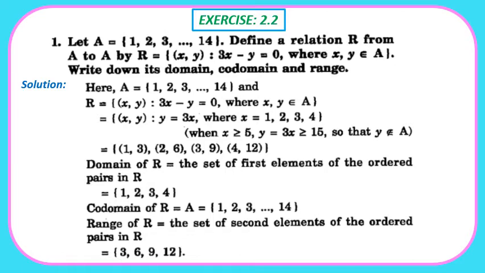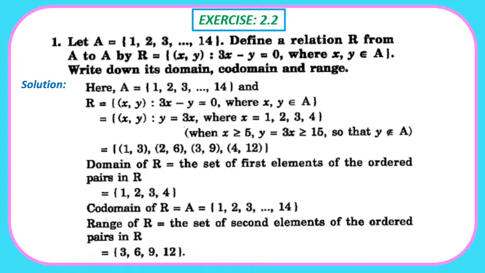Okay, so here A is equal to {1, 2, 3, up to 14}. So R is given to be {(x, y): 3x minus y equals 0, where x, y belong to A}. Now (x, y) such that y equals 3x, by solving 3x minus y equals 0. So x is equal to 1, 2, 3, 4. Why x is equal to 1, 2, 3, 4? Because if we take x greater than or equal to 5, y will be 3x, so it will be greater than or equal to 15.